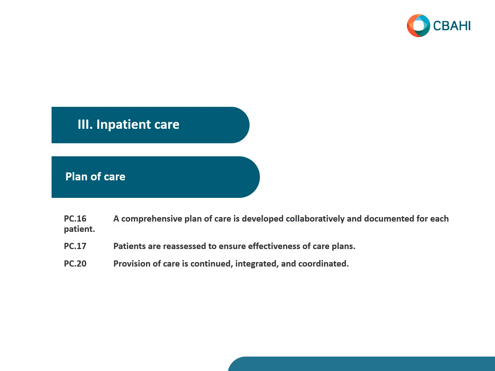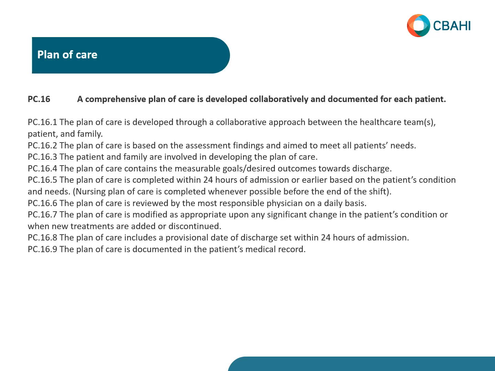Three standards cover the plan of care. PC-16: a comprehensive plan of care developed collaboratively and documented for each patient. PC-17: patients are reassessed to ensure effectiveness of the plan of care. PC-20: provision of care is continued, integrated, and coordinated. There are 9 substandards under PC-16 that show how to develop a comprehensive plan of care.